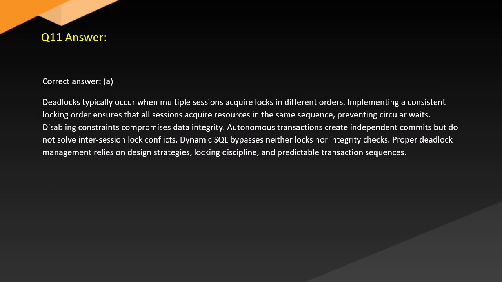Answer. Correct answer: A. Deadlocks typically occur when multiple sessions acquire locks in different orders. Implementing a consistent locking order ensures that all sessions acquire resources in the same sequence, preventing circular waits. Disabling constraints compromises data integrity. Autonomous transactions create independent commits but do not solve inter-session lock conflicts. Dynamic SQL bypasses neither locks nor integrity checks. Proper deadlock management relies on design strategies, locking discipline, and predictable transaction sequences.